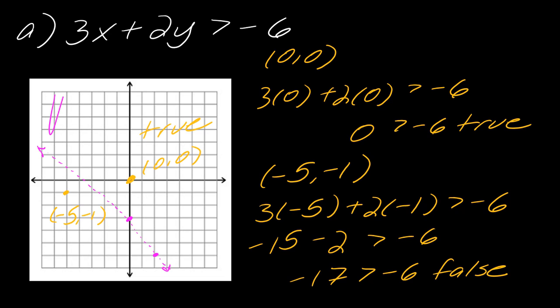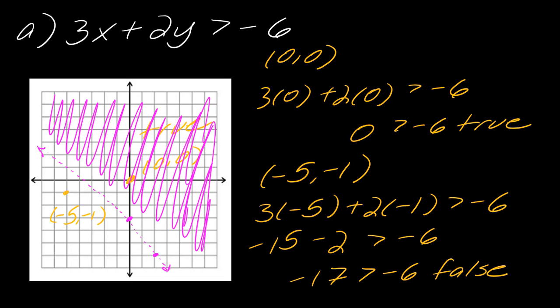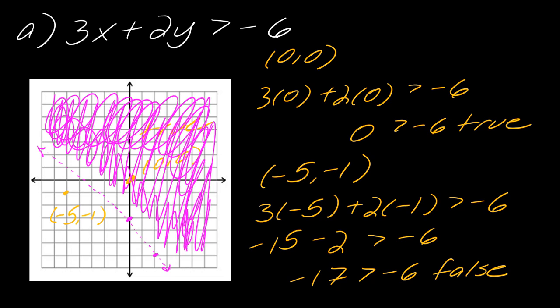So now I want to just color this side. And if you chose other points, like I said, that would be fine. And you could always choose multiple points if you want to be super thorough, like we did in that first example. Okay, so there's your graph.